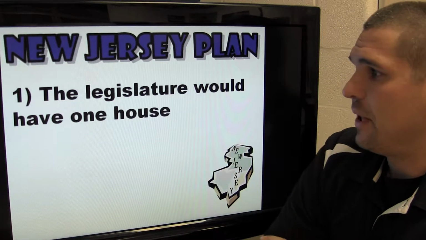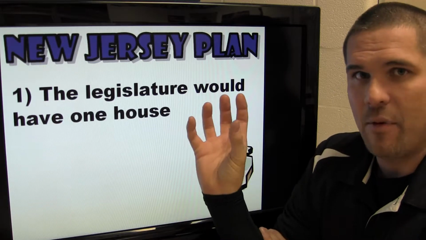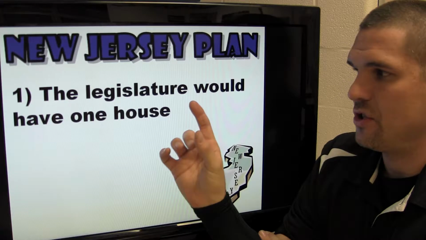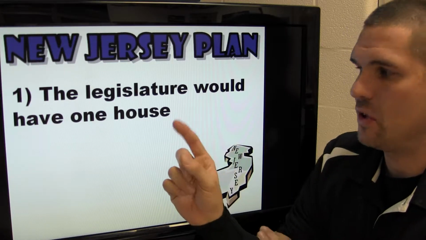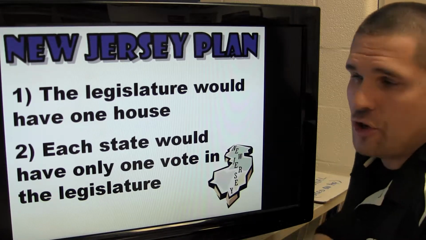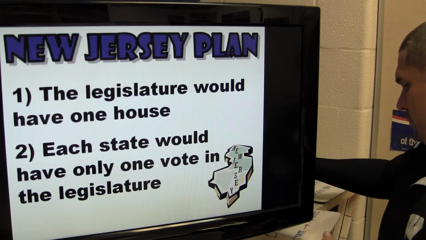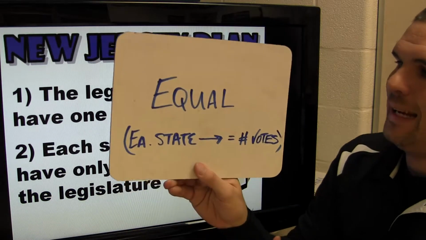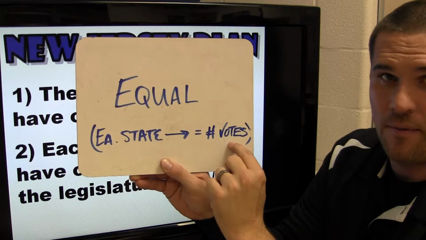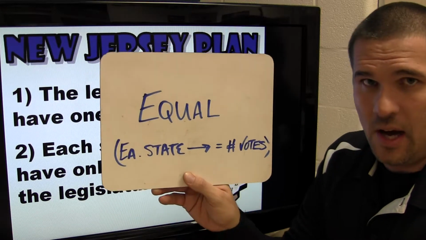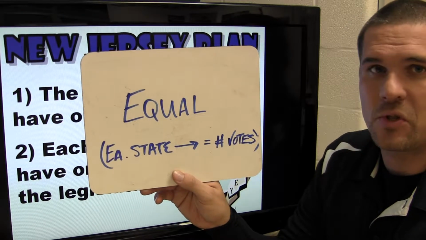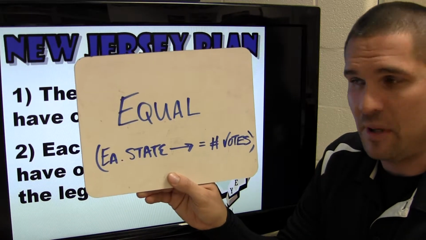Well, the New Jersey plan does not have the bicameral legislature. They were just calling for a one-house legislature. But in the New Jersey plan, they wanted equal representation. Each state is going to have the same number of votes regardless of the population. They felt that this would give small states just as much representation as the largely populated states.